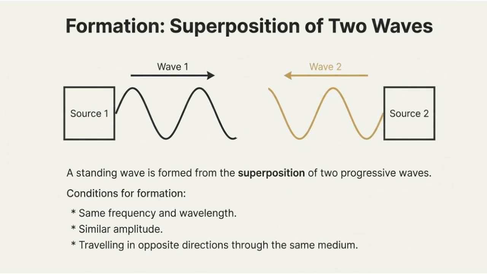The key factors are the identical frequency and wavelength, the matching amplitude, and the opposing travel paths of these waves, all combining to form this unique wave structure.